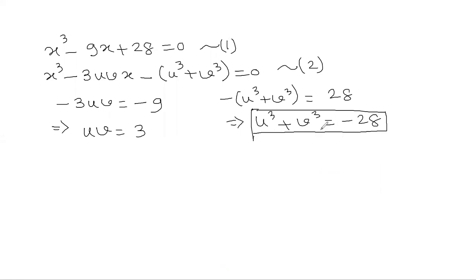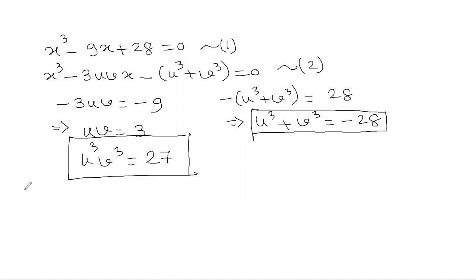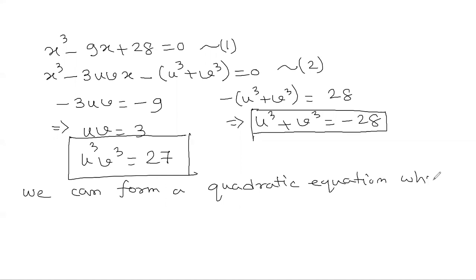So here the sum of these two roots is present. So we can obtain the product of the roots also from this equation. So what is it? It is 27, right? So from these two pieces of information, we can form a quadratic equation whose roots are u cube and v cube. Okay, so let us write the equation.